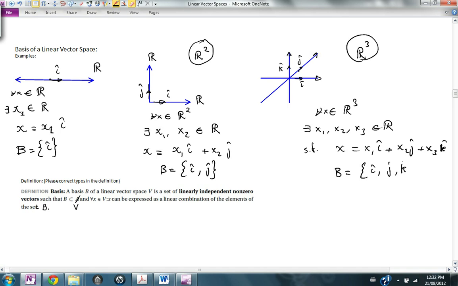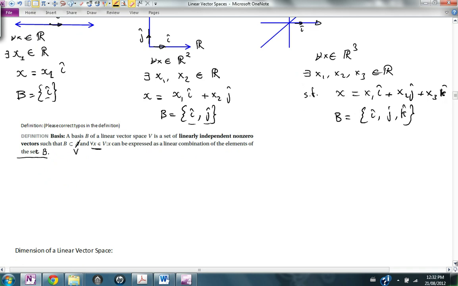So B is a subset of the vector space, and any vector in that vector space can be expressed as a linear combination of the elements of the set B. So any vector in R can be a linear combination of that i. Any vector in R2 can be a linear combination of i and j. Any vector in R3 can be a linear combination of i, j, and k.